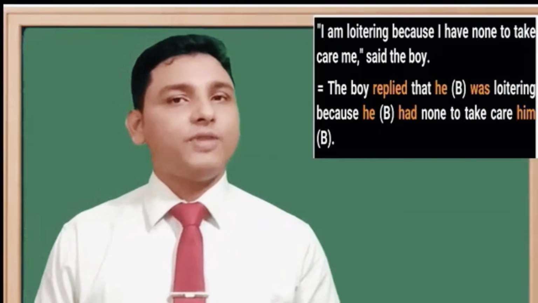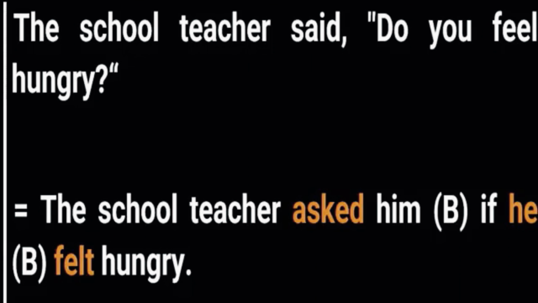Now come to the next part of the passage. The school teacher said, "Do you feel hungry?" Here school teacher again asked another question. So we can start like this. The school teacher asked him if he felt hungry. That is a fact. Notice it. Do you feel hungry? This is the question pattern. So in the reported speech we are finding question pattern, I mean interrogative sentence. That's why we have put here asked. Then we have put if, because this question has been started with auxiliary verb. That's why we have chosen the connector if.